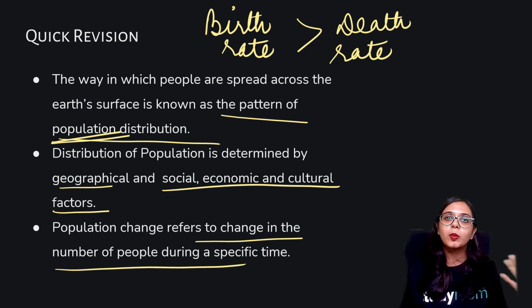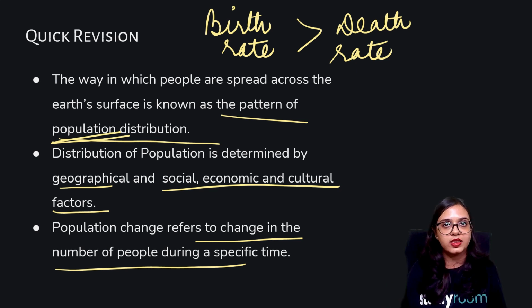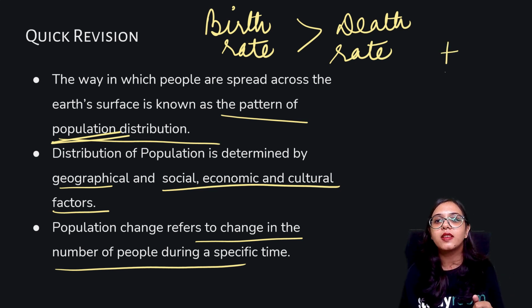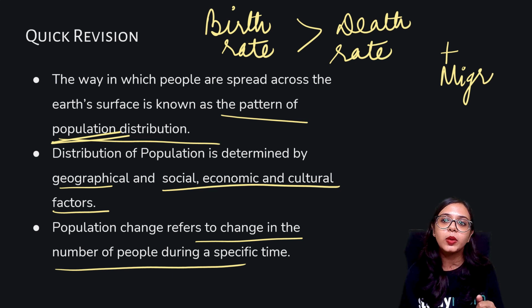What is birth rate? The number of births per thousand people. And what is death rate? It's the number of deaths per thousand people. And another factor that is very important when you talk about population change, besides birth rate and death rate, is migration.